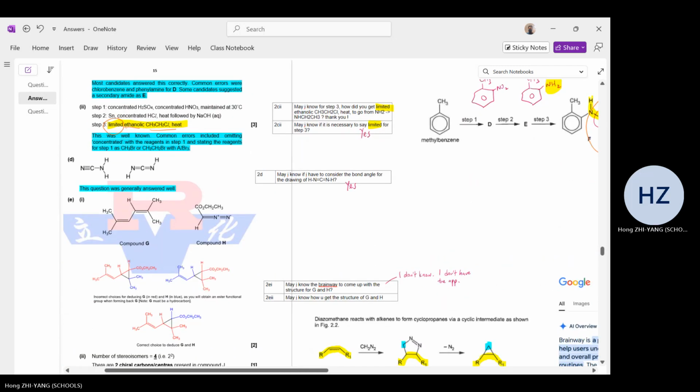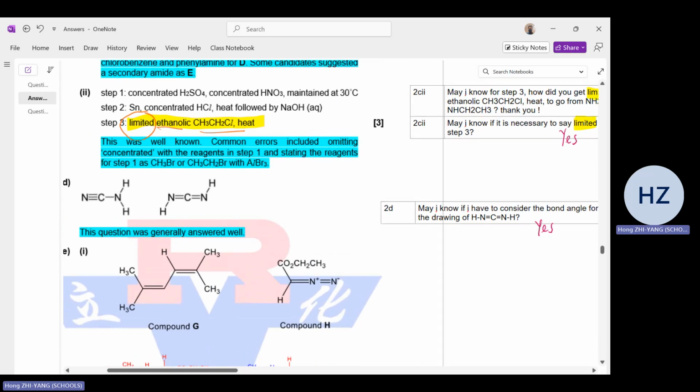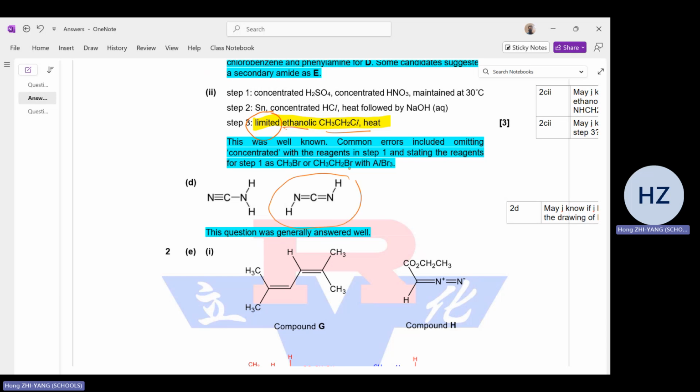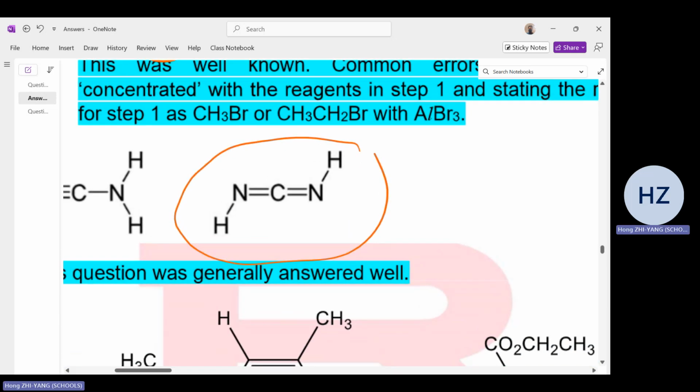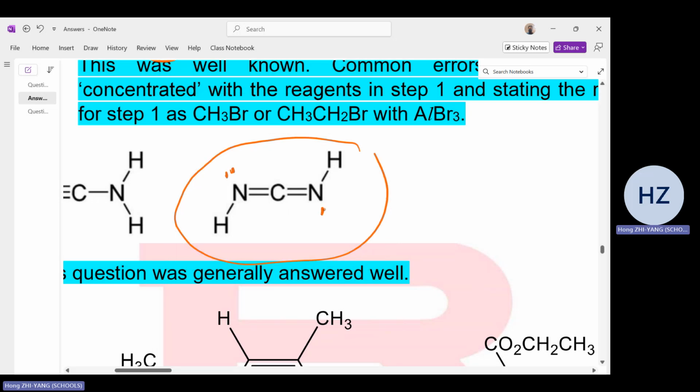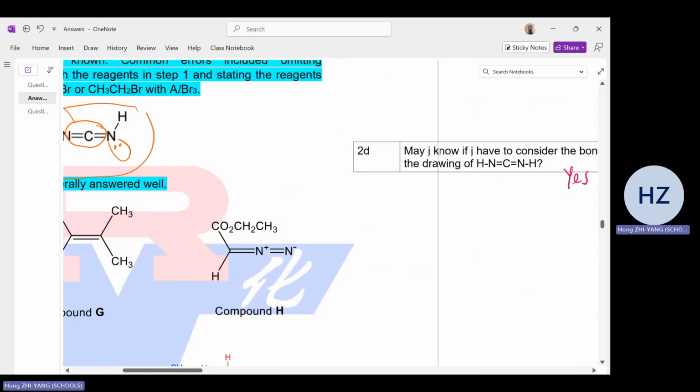May I know if I have to consider the bond angle for 2D? Do I need the bond angle for this? Yes, A level. There's a lone pair here, by the way. You know that you can do cis-trans here, but in a certain sense, no, this one cannot be cis-trans. You don't know how a double bond works, right? Anyway, I'm not going to go through that one. You're supposed to do a bond angle.